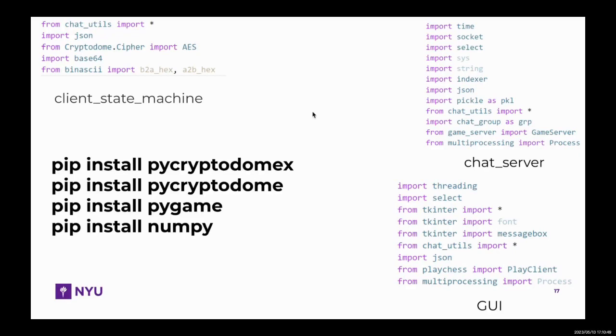And these are some packages and programs we imported and used in our programs. The left picture is from the program client state machine, while the two pictures on the right are from chat server and GUI respectively. Besides these things that we imported, there are also packages that we downloaded to enable the online gaming and secure messaging functions in our program. There are 4 packages that we installed, and these are all important packages in our programs.